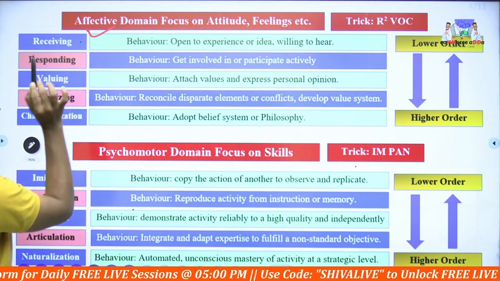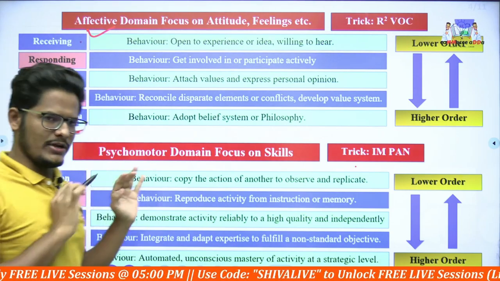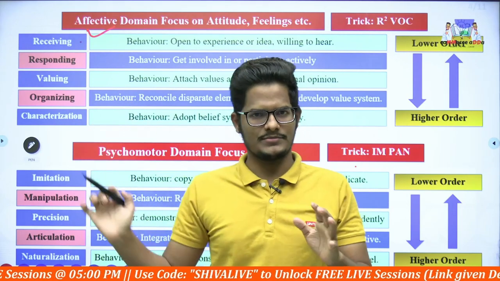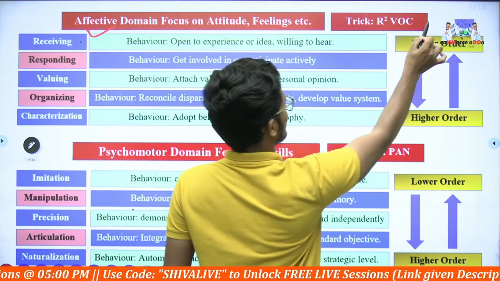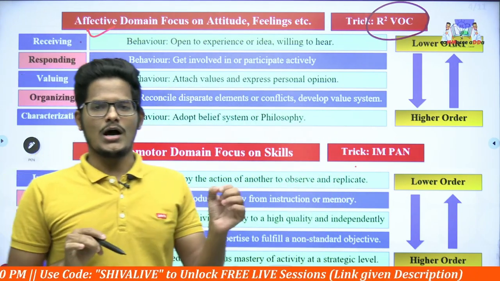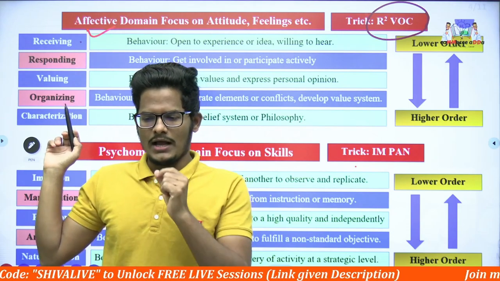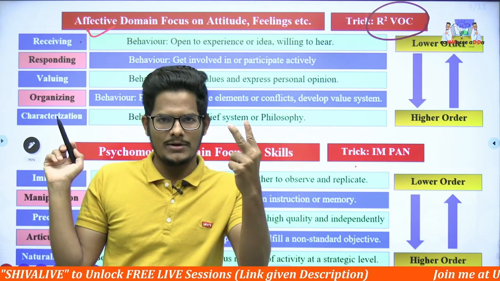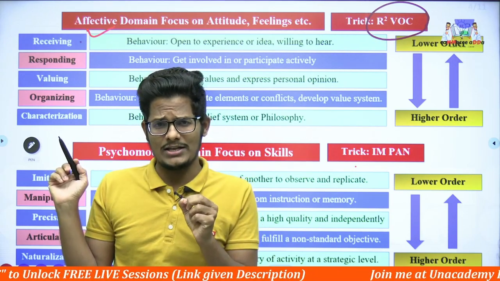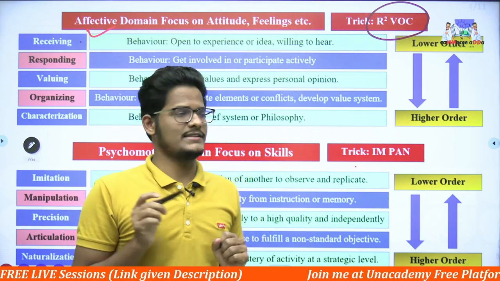Receiving, responding, valuing, organizing, characterization. I'll tell you each of them, but before that, let me help you remember the steps. How to remember? R square VOC. Can you please type the same thing in the comment section? R square VOC. R stands for receiving, and another R stands for, double R is there, no? Responding. Third one is valuing, V. O is organizing, C is characterization.